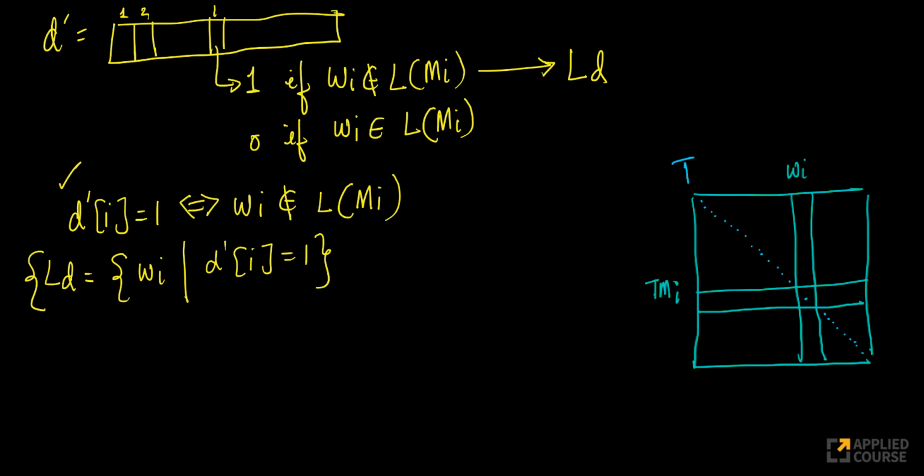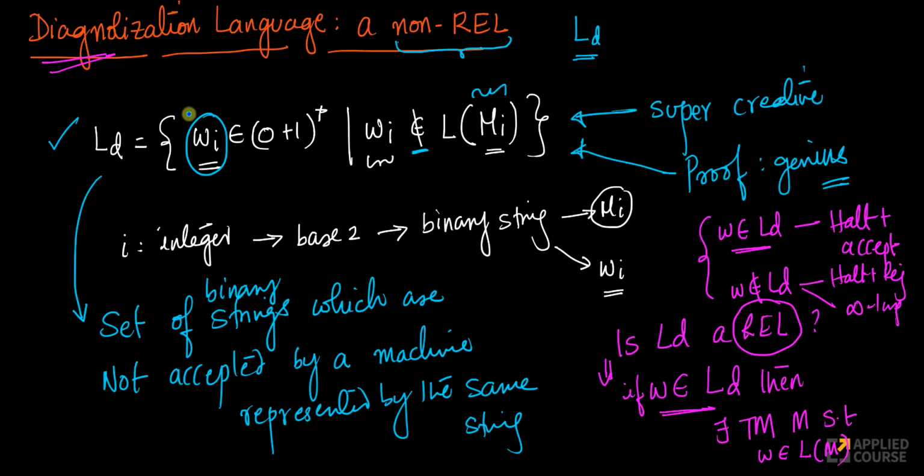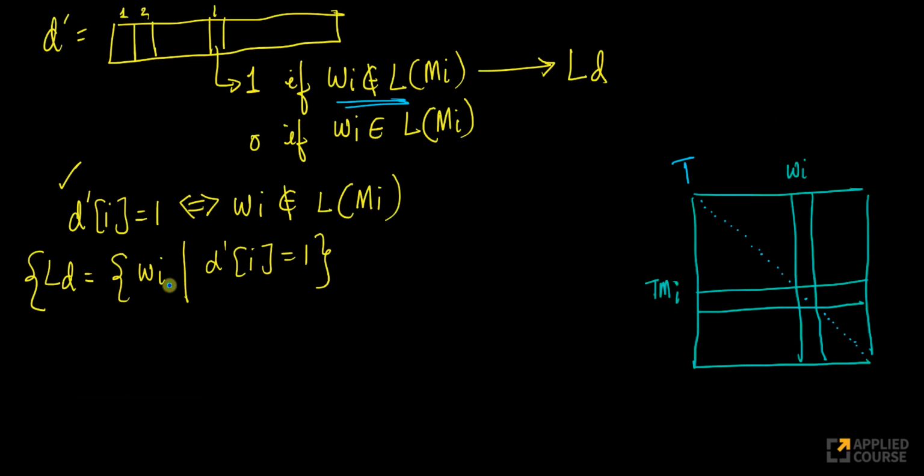Because if you notice this part, what does LD say? LD says that a word wi is not accepted by the machine mi. That's what it is, right? Let's go back to the definition. What is LD? It is a set of words such that wi is not accepted by machine mi. If wi is not accepted by mi, we write it as wi doesn't belong to the language accepted by mi. Same story here also, right?